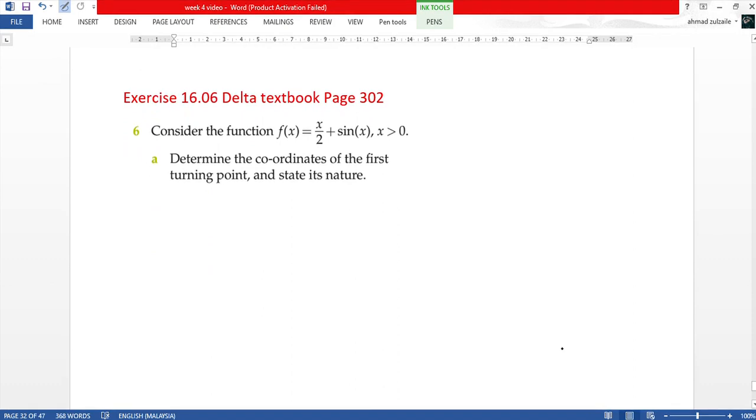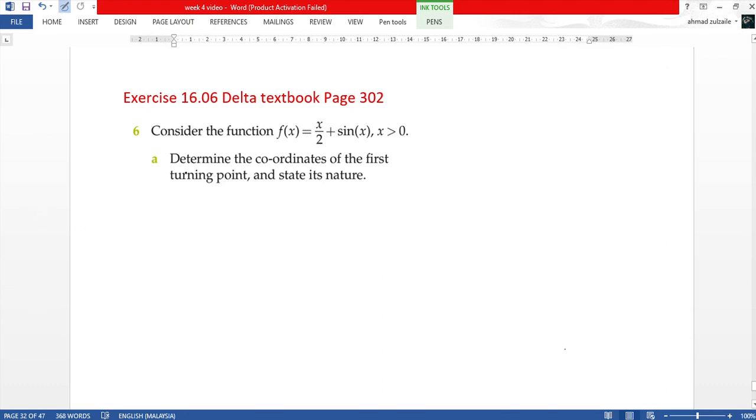Right? Okay. Another question. Consider a function f(x) equal to x over 2 plus sine x, where x is greater than 0. A. Determine the coordinates of the first turning point and state its nature.